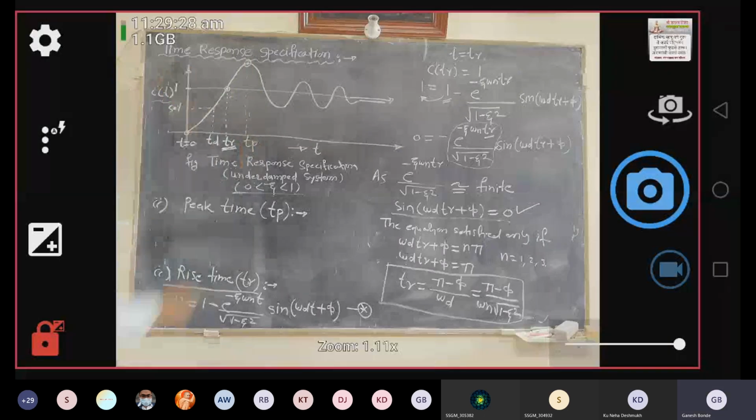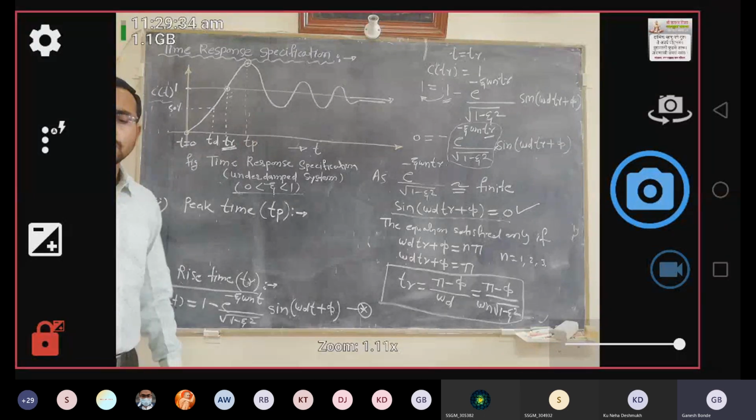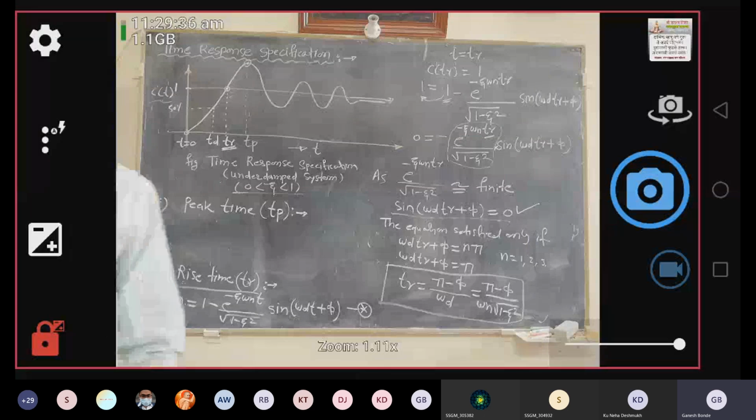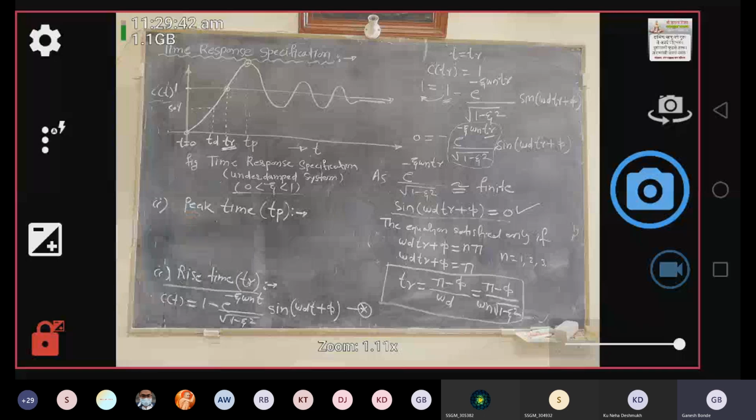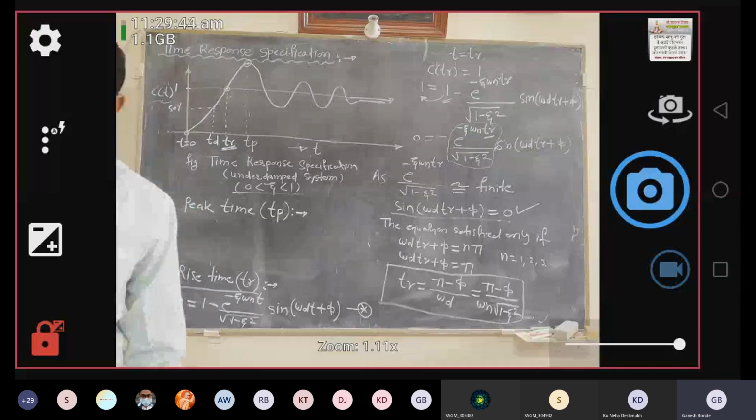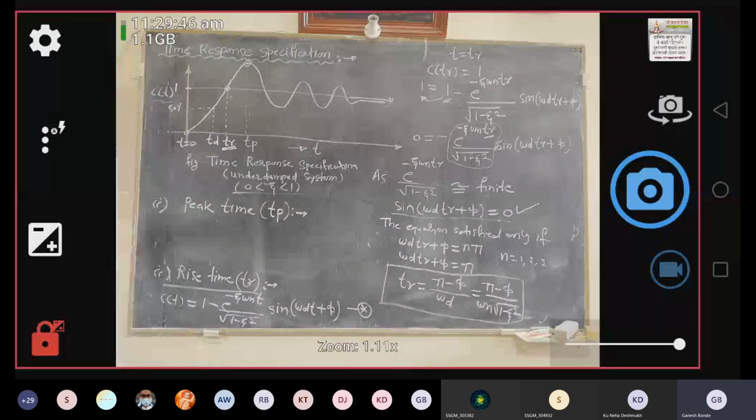So TP is nothing but the time corresponding to the first peak of your time response, and it is denoted by TP. So therefore, you just write down the definition of peak time. Peak time is nothing but the time required for the response to reach the peak of the time response. It is called the peak time.